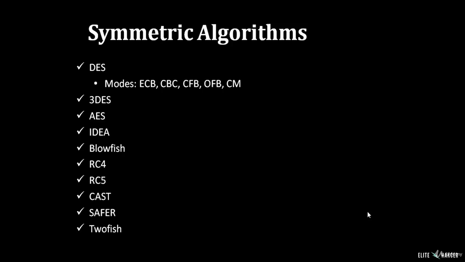Listed here are some common symmetric algorithms such as DES, 3DES, AES, IDEA, Blowfish, and the like. DES, or Data Encryption Standard, has a 64-bit key that is effectively 56 bits in strength. Common DES modes include electronic codebook, cipher block chaining, which is most commonly used for general purpose encryption, cipher feedback, output feedback, and counter mode, which is used in IPsec.